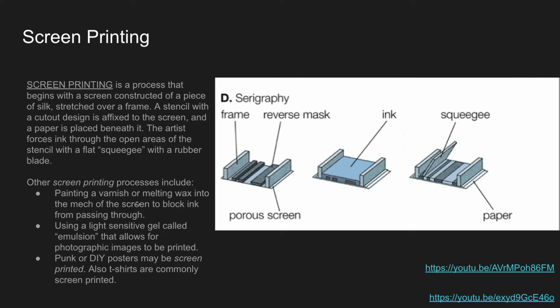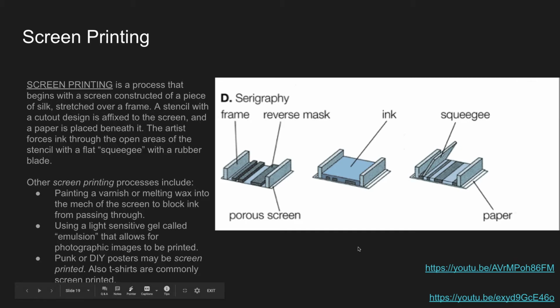So other screen printing processes include painting a varnish or melting wax into the mesh of the screen to block ink from passing through. So your mask can be a crayon, like a Crayola crayon that you draw on the screen, and it's going to fill those pores in the screen and prevent ink from going through it. The mask can be made of a light-sensitive gel called emulsion that allows for photographic images to be printed. And then punk or DIY posters may be screen printed. Also, t-shirts are commonly screen printed.